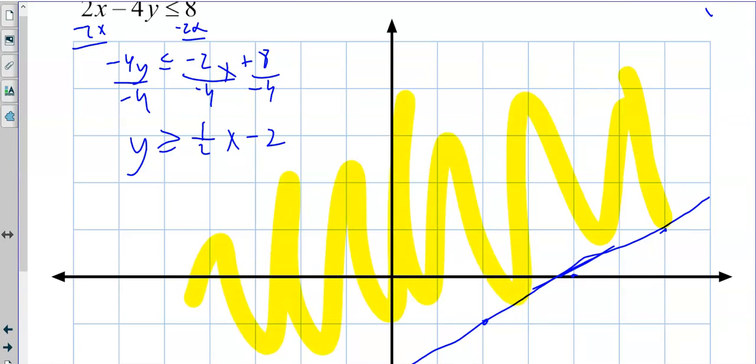Not a bad idea to check a point, so if you do bother to check a point, let's just use 0, 0. 0 is greater than or equal to 1/2 times 0 minus 2. So 0 is bigger than or equal to -2. Is that true? That's true. That should be in the shaded region. It is. Therefore, we're good on that one. That's the lesson. Wow, that was really fast.